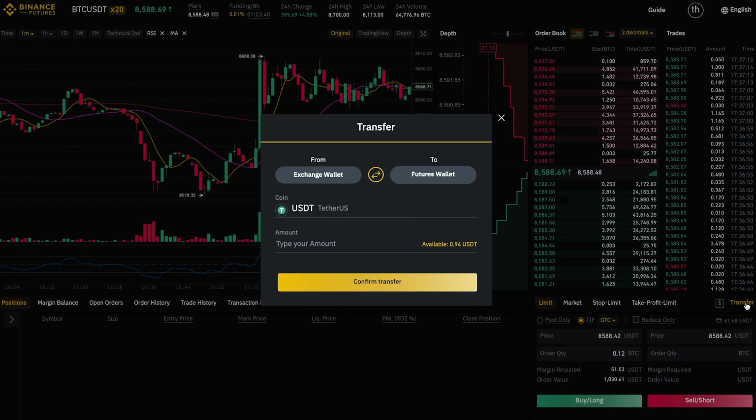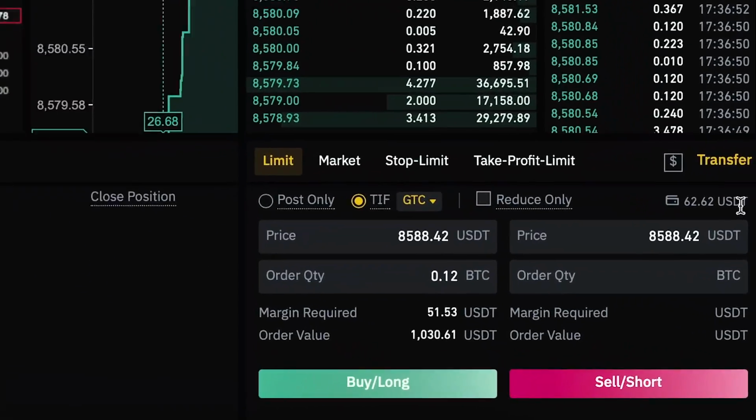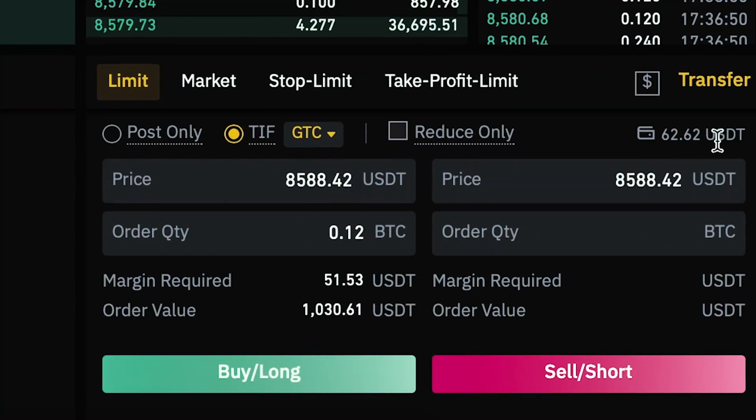So now we just need to transfer money, and we're gonna click transfer, and you can see you have it from your exchange wallet to your futures wallet, and you can type any amount you want. Now I already bought a bunch of XRP with my USDT that I had extra, and I kept my trading account at $61. So I don't have anything else to add right now, but you can move any small amount over. So even if I wanted to move 94 cents and confirm it over, you can see right away it made my balance $62.62.